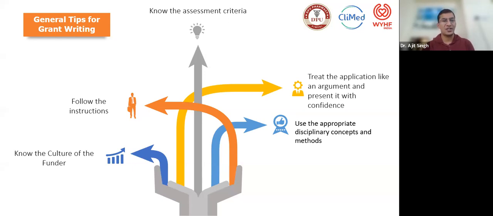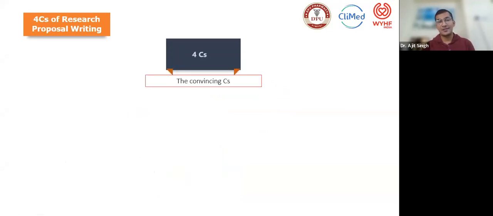Of course, we have discussed yesterday that your methodology must be appropriate and within the discipline, and it must be clear. Okay, so to follow on from it, we will be discussing the concepts. Let's go to the next slide. The 4 C's of research proposal writing.